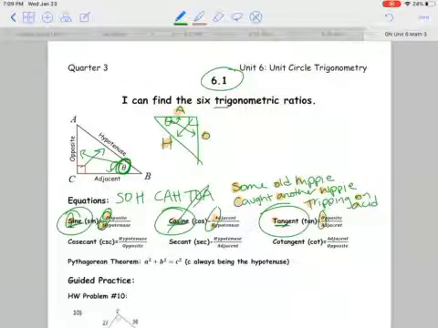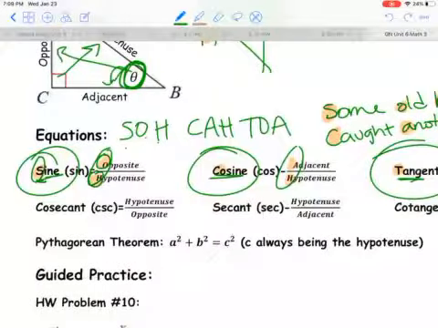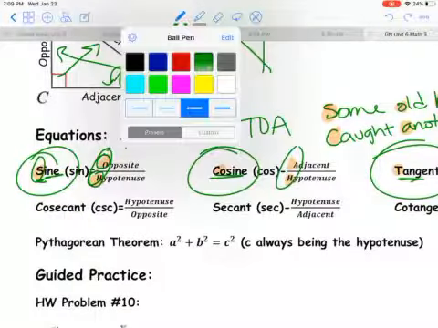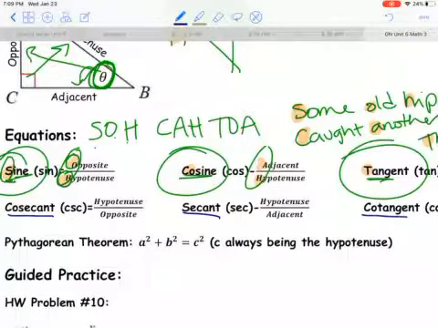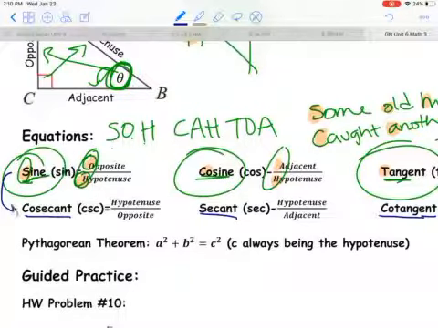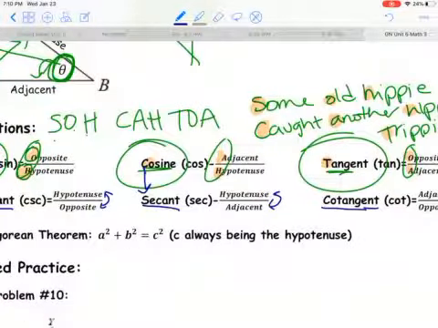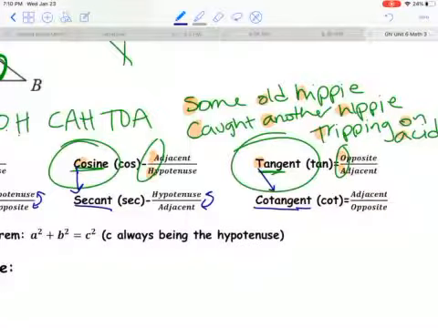The other functions we need to know are the ones that are flipped, so let me use a different color here. Cosecant, secant, and cotangent. So these are just the original ones flipped. So instead of O over H, it's H over O. And the C becomes an S. That means this C for cosine becomes an S. So they just switch letters and they switch spots. And then you can figure out the T because it's the only other one that has a T in it. And again, it flips the O and A.